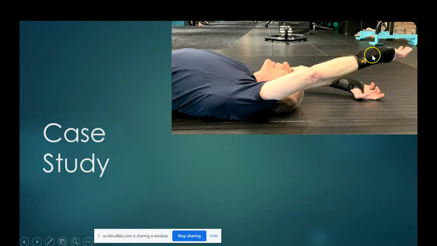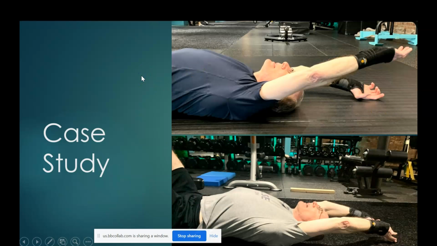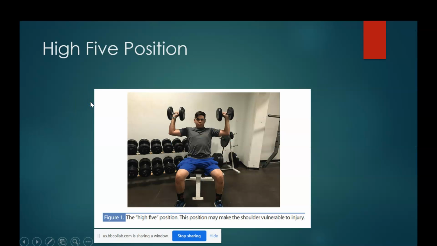And I showed you this example too, where somebody that has more of a kyphotic spine is going to struggle to get their hand overhead, and then you couple that with an injury. So even if you're able to restore some range of motion, when you couple those two things together, that definitely makes that a lot more challenging.